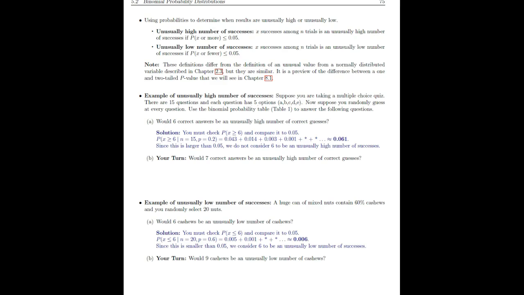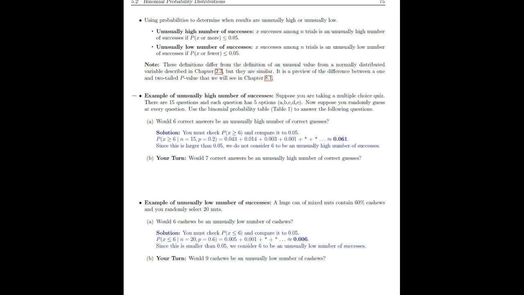So let's do an example to exemplify these. We'll go back to our multiple choice quiz example down here. Suppose you're taking a multiple choice quiz. There are 15 questions. Each question has 5 options. Suppose you randomly guess at every question. We're not going to use the binomial table to answer the following questions. Would 6 correct answers be an unusually high number of correct guesses?